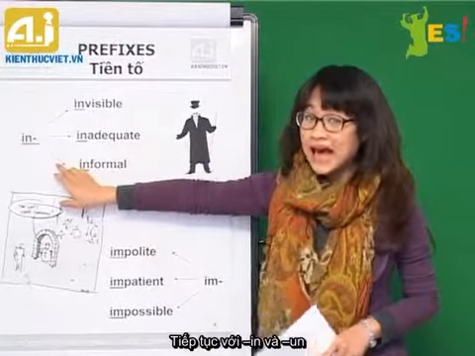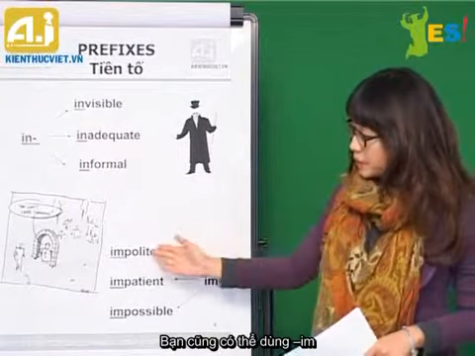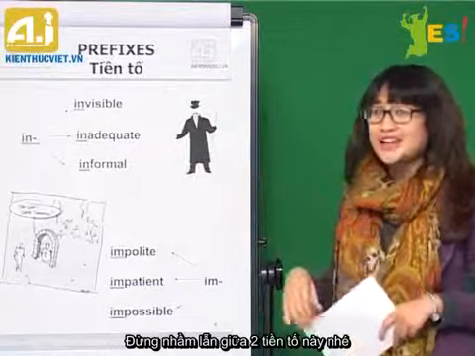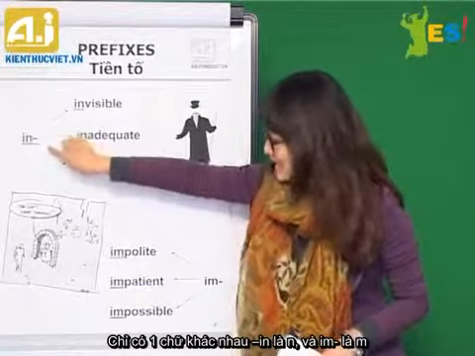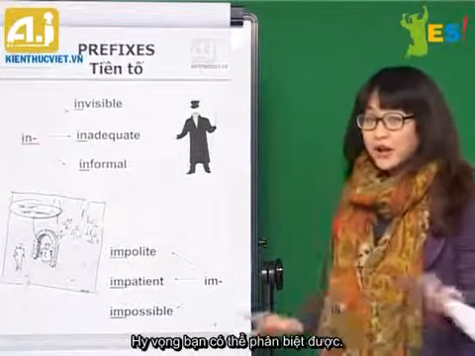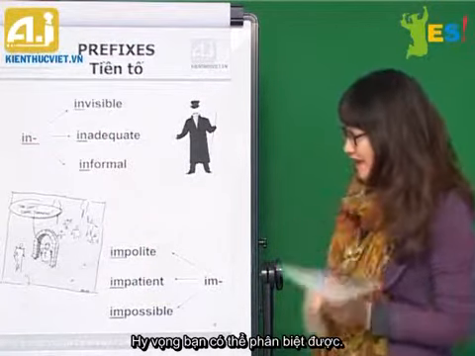Along with un and in, you can also use the prefix im. Don't be mistaken with these two prefixes, okay? Just one letter, in and im. Very easy to make mistakes. I hope that you guys can distinguish this.